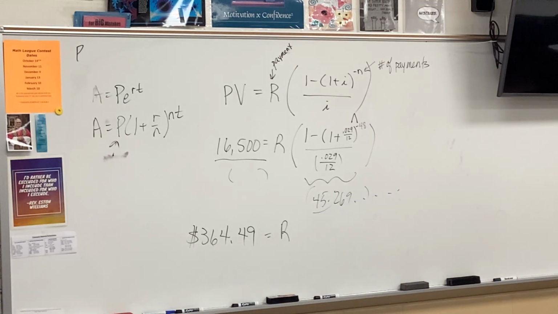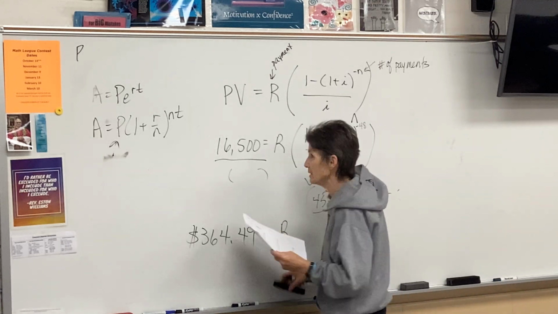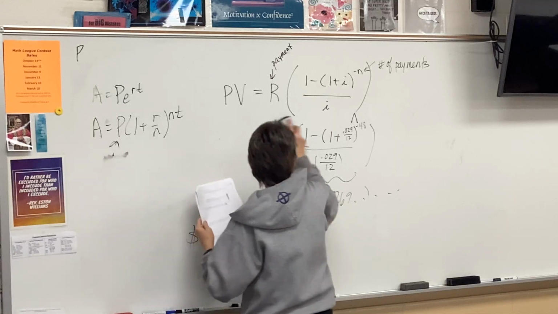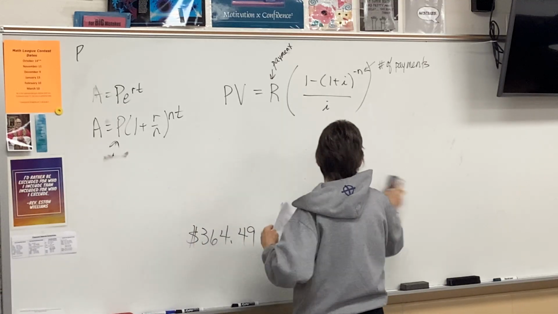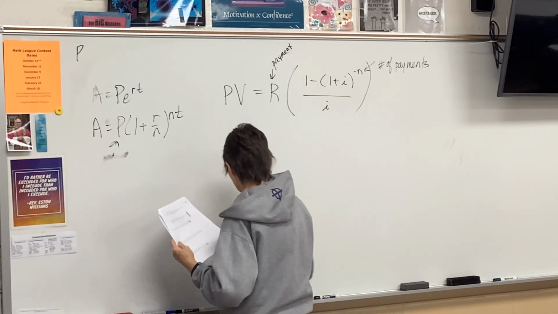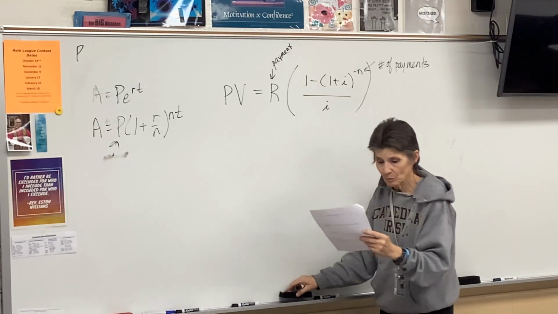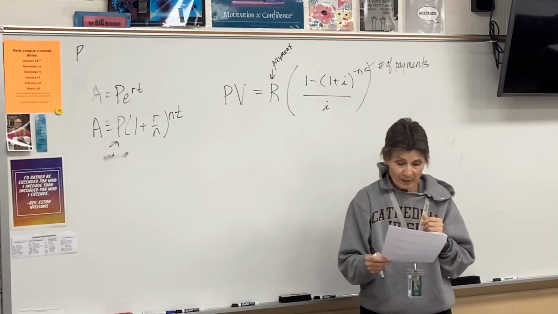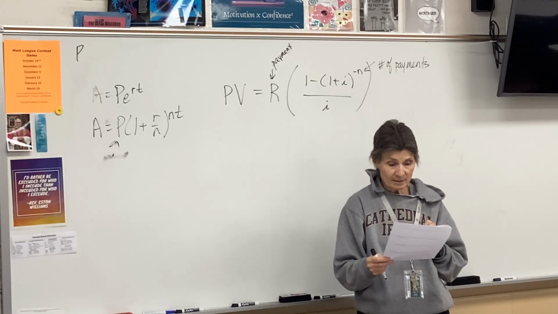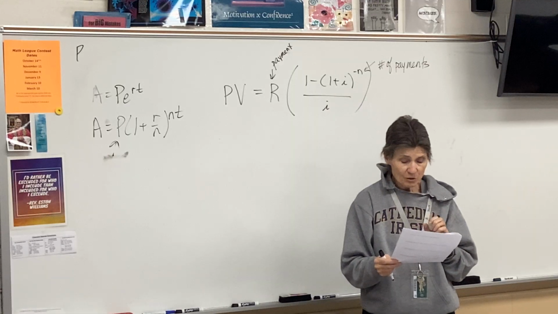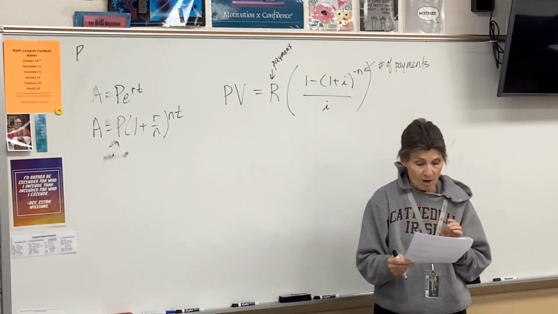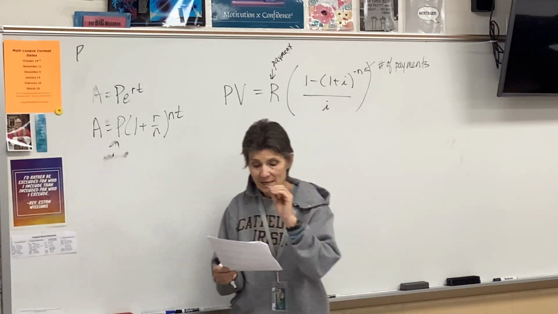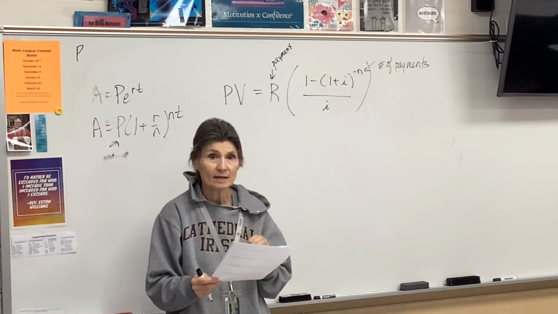Problem number 10. First thing you've got to do is figure out which formula we're going to use. Okay, so let's read it. At the end of each quarter, Emily makes a $500 payment into a fund. If her investments earn this much interest compounded quarterly, what will be the value of Emily's annuity in 20 years?